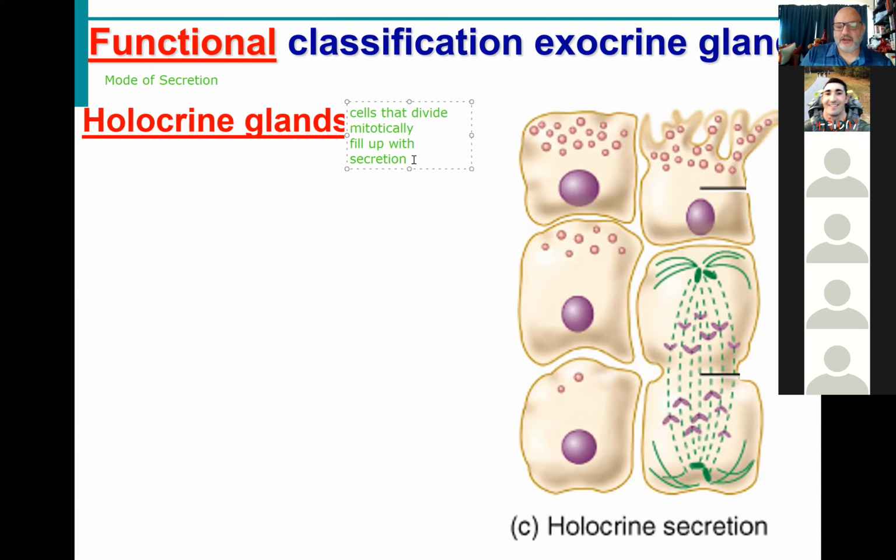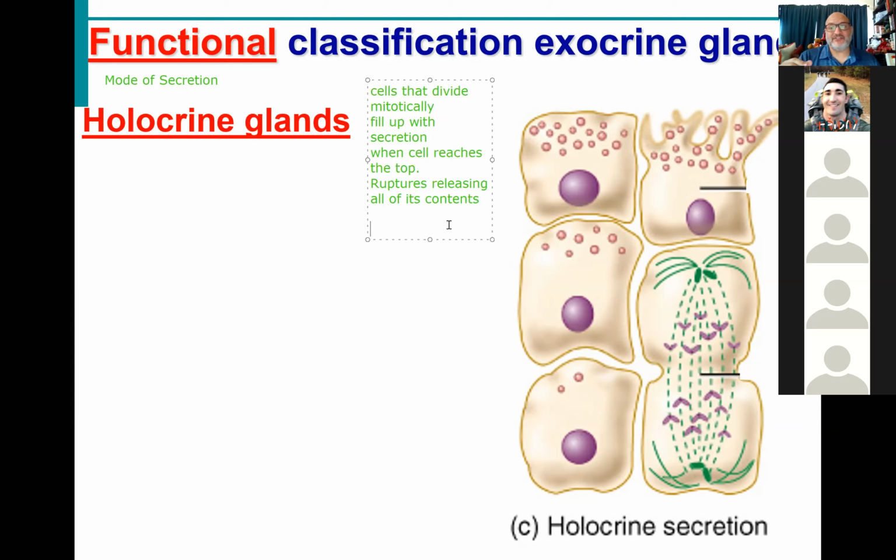And then when the cell reaches the top, it bursts. It ruptures. It bursts, releasing all of its contents. Not just the secretion, but the entire cytoplasm is released in this process. Does that damage the cell? Yeah, absolutely. That kills the cell, right? This definitely damages the cell. It kills the cell, but luckily we are making more behind it.